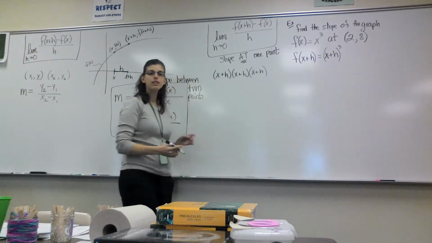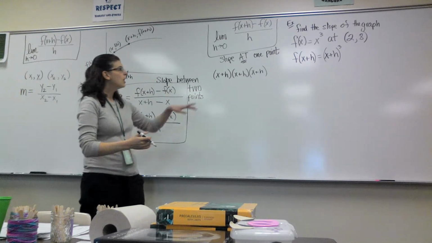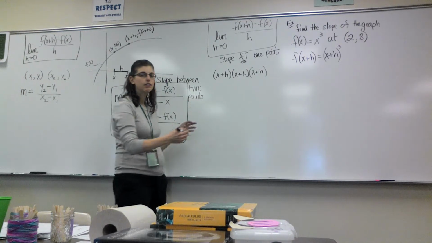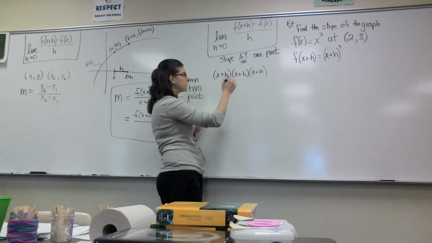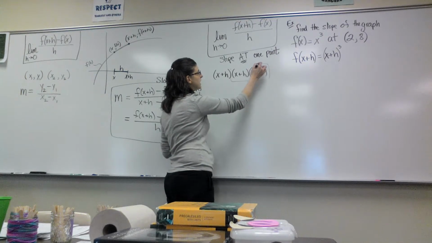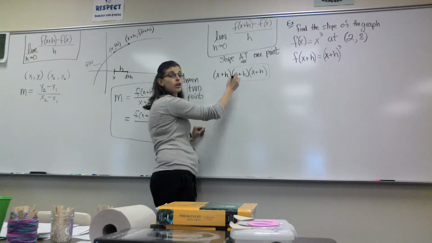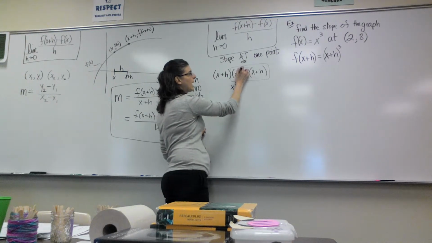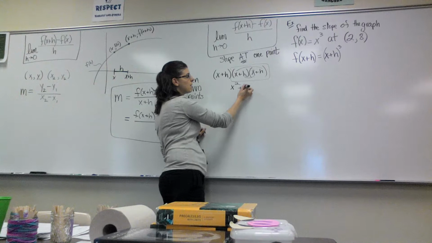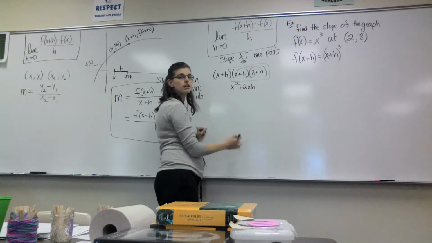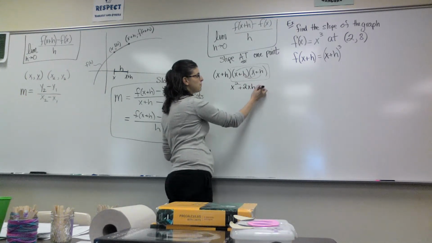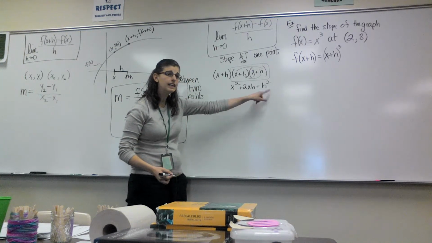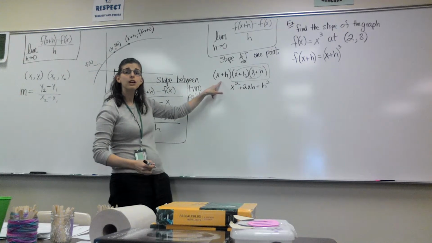Let's figure out what this is. You can only multiply two things together at a time. You can't do three at once. So you're going to take two of them together. It doesn't matter which two, they're all exactly the same. Let's take the second two. So you're going to FOIL. First, x squared. Outsides and insides are going to combine to be 2xh. And lasts are going to be h squared. You need to take that quantity times the other x plus h.